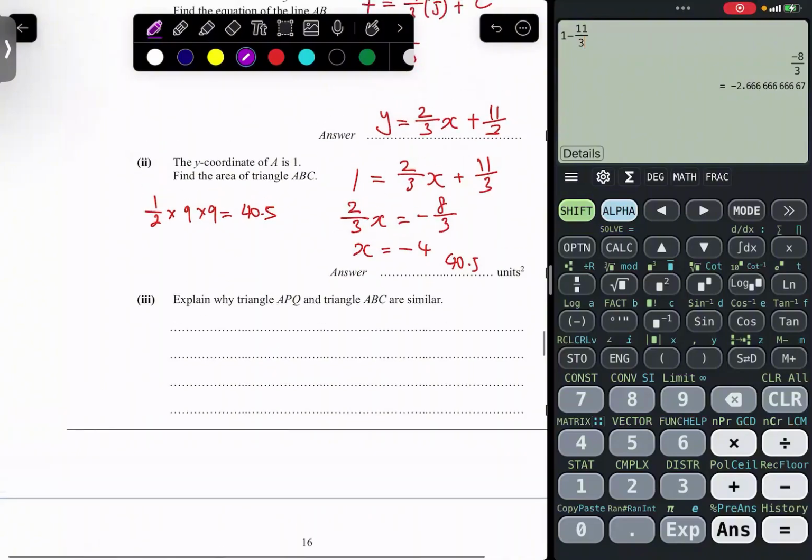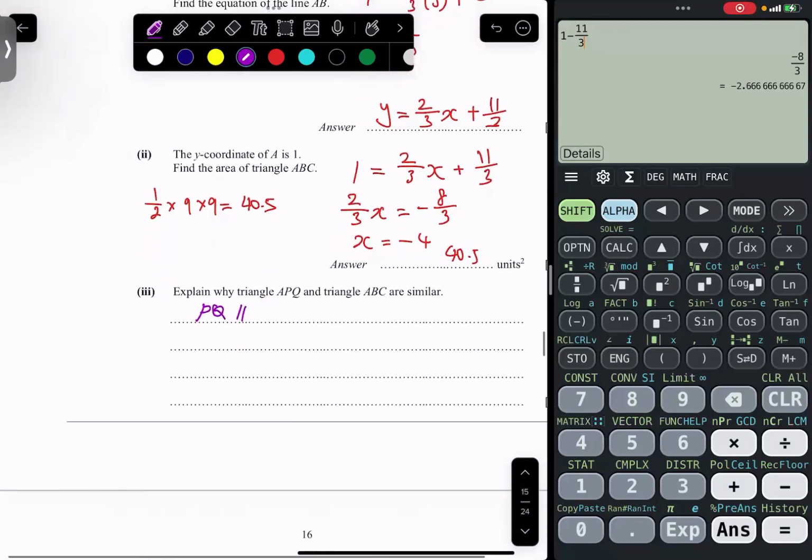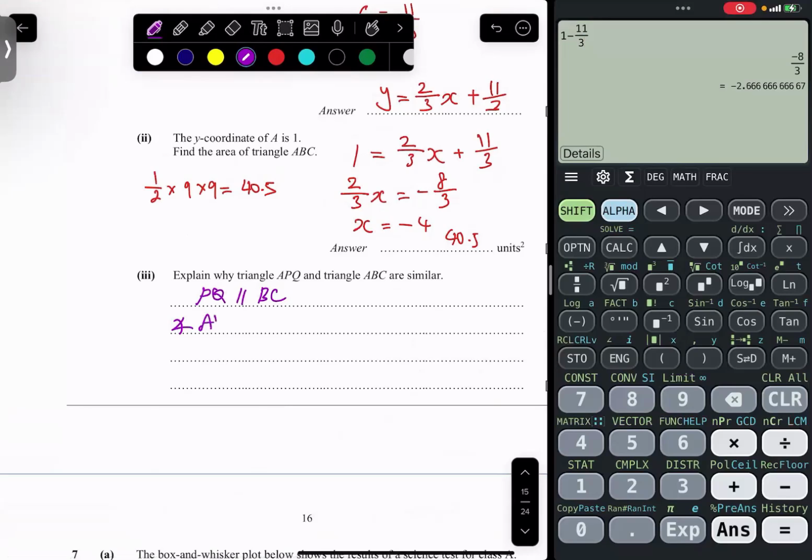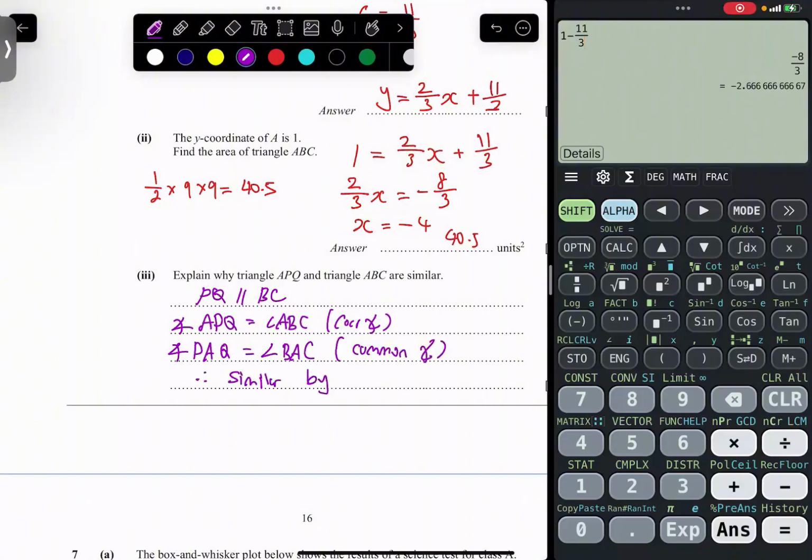Therefore, similar by AA. Okay, so we can say PQ is parallel to BC. Therefore, angle APQ equals angle ABC, because corresponding angle. Then angle PAQ equals angle BAC, because common angle. Therefore, similar by AA.